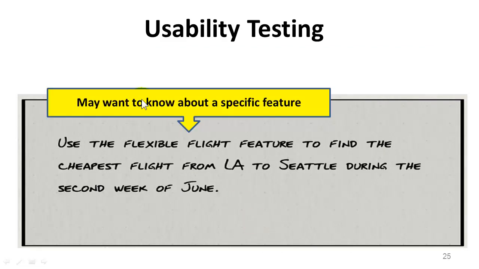You might want to know about a specific feature. Here's an example. Use the flexible flight feature, a feature in Expedia, to find the cheapest flight from LA to Seattle during the second week of June. You might be rolling out this new feature. How easy is it to use? Well, let's see how easy it is for this user to figure this out.